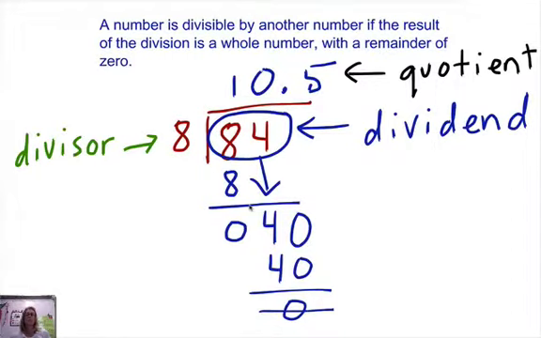So, what do we think? Is 84 divisible by 8? I think we already have established that because of the remainder, 84 is not divisible by 8.